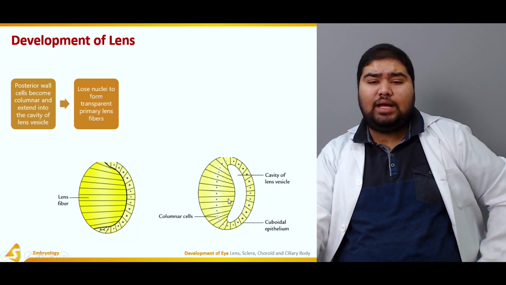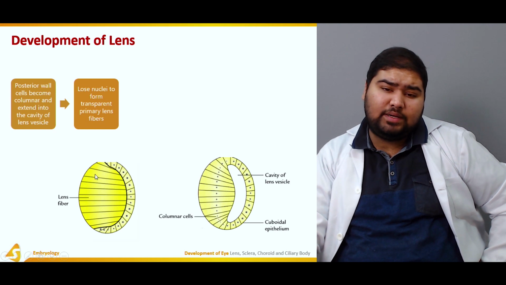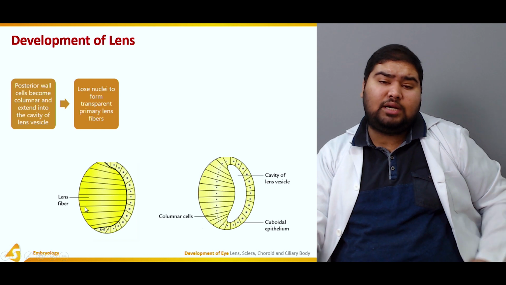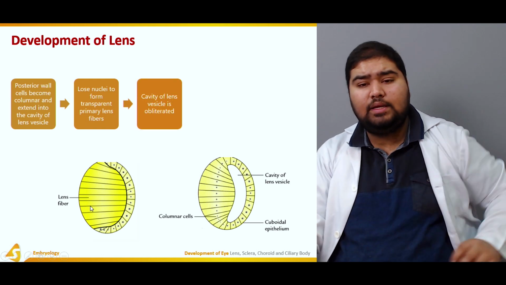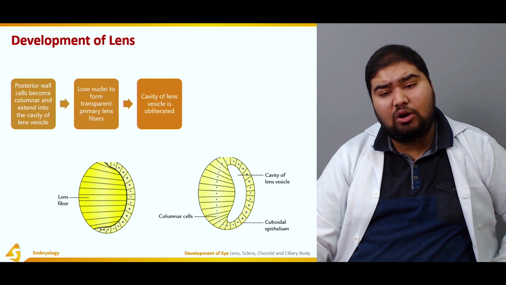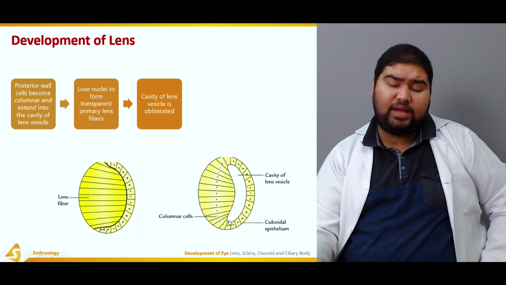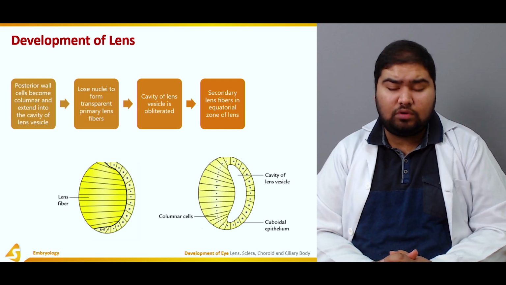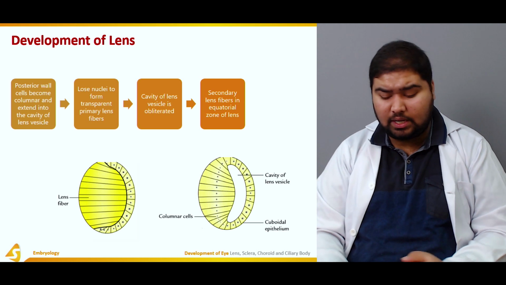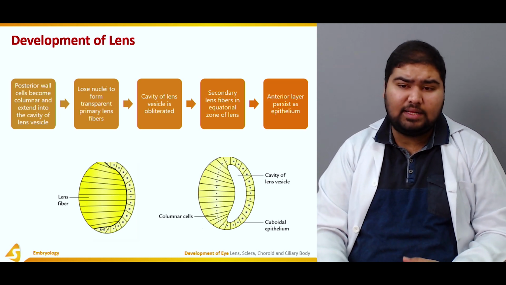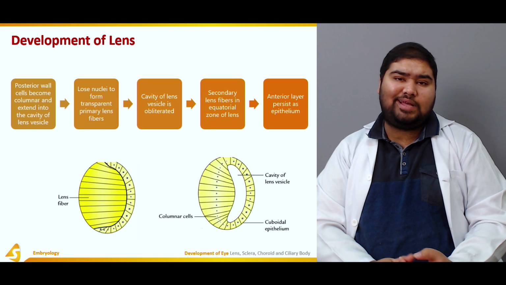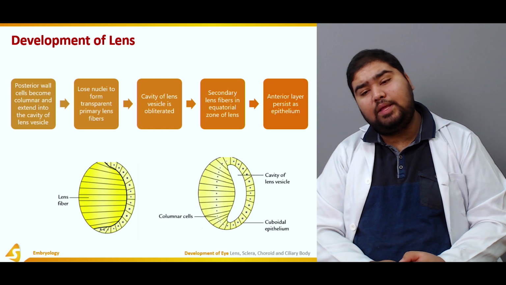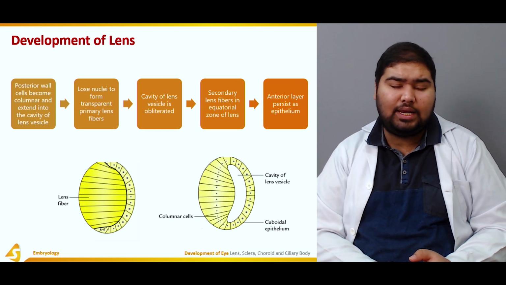Now they lose their nuclei to form transparent primary lens fibers. Here you can see now they have lost their nuclei and form the primary transparent lens fibers. The cavity of the lens vesicle is now obliterated. Secondary lens fibers in the equatorial zone of the lens are now formed, and the anterior layer persists as epithelium. So the anterior layer forms the cuboidal epithelium of the lens.